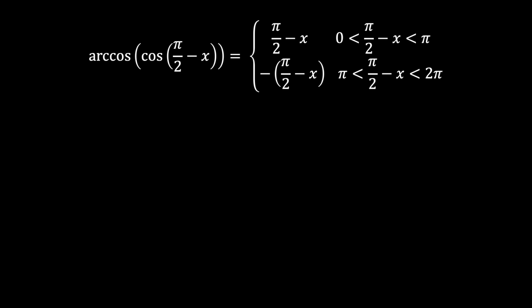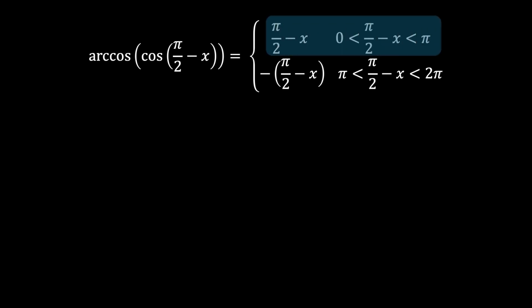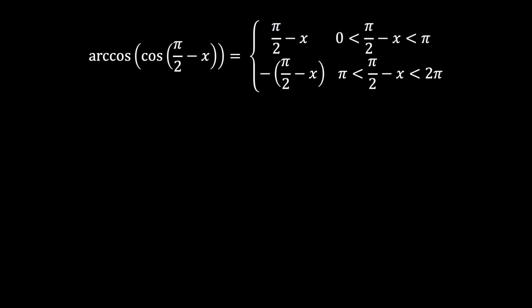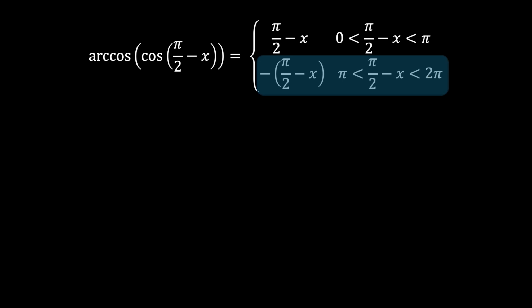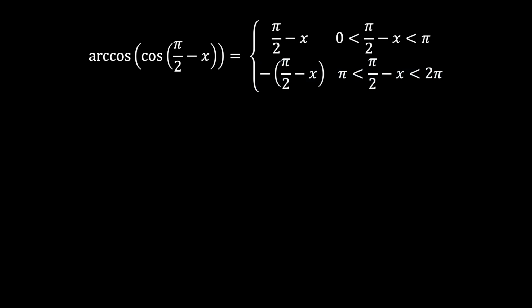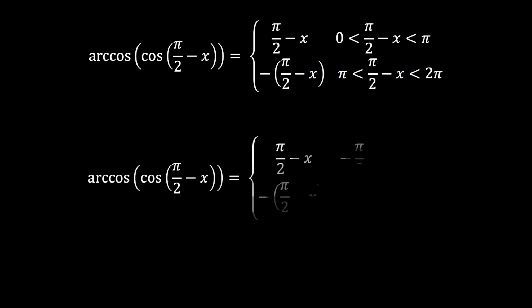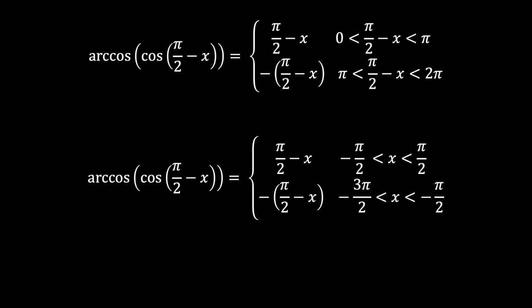So now my relation becomes this function, the new relation with pi by 2 minus x. This relation is pi by 2 minus x when pi by 2 minus x is between 0 and pi, and is the negative of pi by 2 minus x when it is between pi and 2 pi. But what we're integrating over is x, so we need to find the limits of x rather than pi by 2 minus x. Basically we need to change the limits.